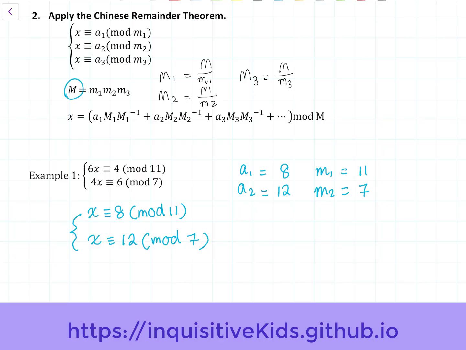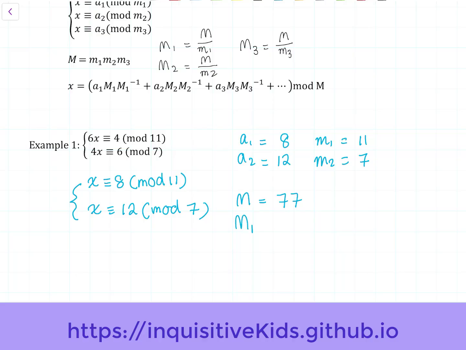And here we have big M. So big M is just multiplying the two small m's together. So big M is equal to 77. Big M1 is just 77 divided by small m1, which is 7, and big M2 is equal to 11. Now all we have to do is find the inverses of these two respective values.